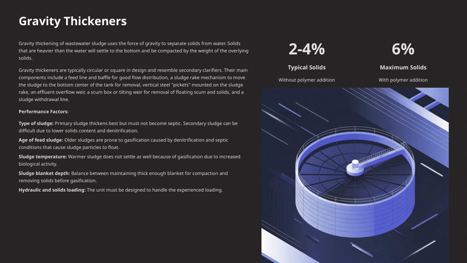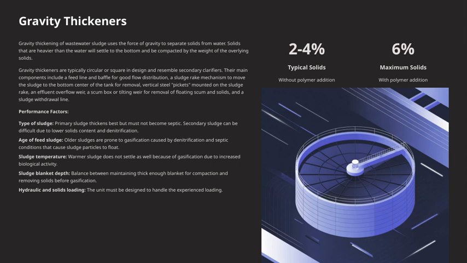When we talk about performance factors, several are particularly important. The type of sludge matters. Primary sludge thickens best without becoming septic, but secondary sludge can be more challenging due to lower solids content and denitrification issues. The age of the feed sludge also impacts performance. Older sludge is more prone to gasification caused by denitrification and septic conditions, which can cause particles to float instead of settle.